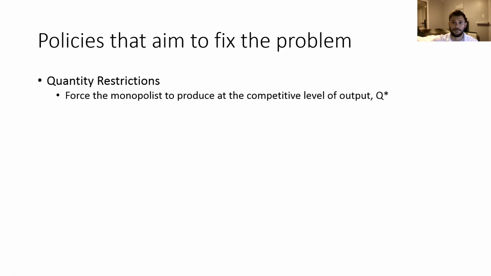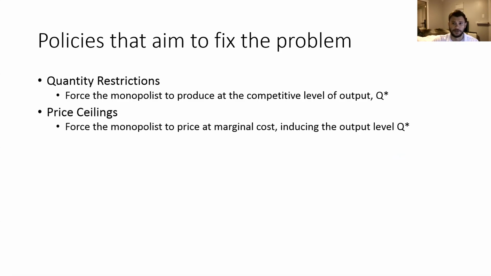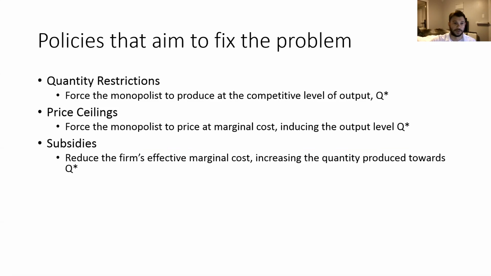Price ceilings are another alternative to doing this. Again, a price ceiling, we could think about forcing the monopolist to charge the competitive price at marginal cost, and this would then induce the output level at Q star, alleviating the deadweight loss problem. Another policy we know that would incentivize a monopolist to actually produce more is to subsidize their production. This would shift the marginal cost curve of the monopolist down and would wind up pushing the monopoly quantity towards the competitive level.